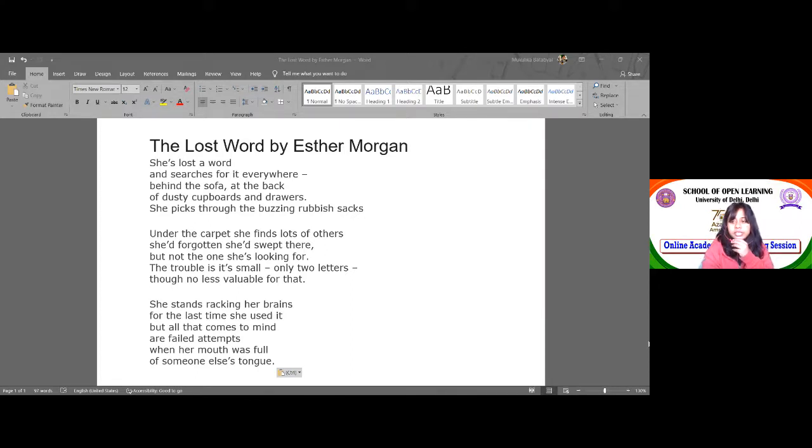I will just explain the third stanza once again because that is a little complicated. Wait, I'll just explain the third stanza once again. So what she's saying is that the words that she lost is important, and she is trying to remember the last time she used it so she can remember where it is, but all that she can think of are the failed attempts, matlab the attempts that she took and which did not work because her mouth was full of someone else's language. So say we all come, okay, for example, we all come from different regions in the country, right? And we all have our own mother tongue. Some people's mother tongue is English itself, but I'm just talking about the people whose mother tongue is not English and some other regional language.